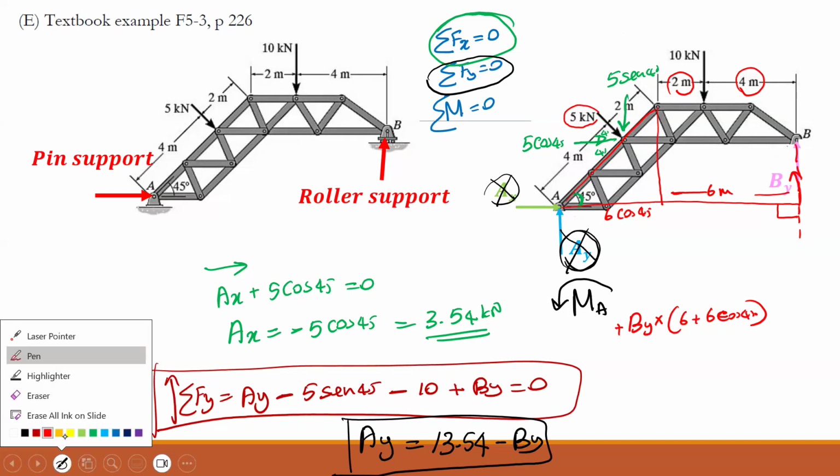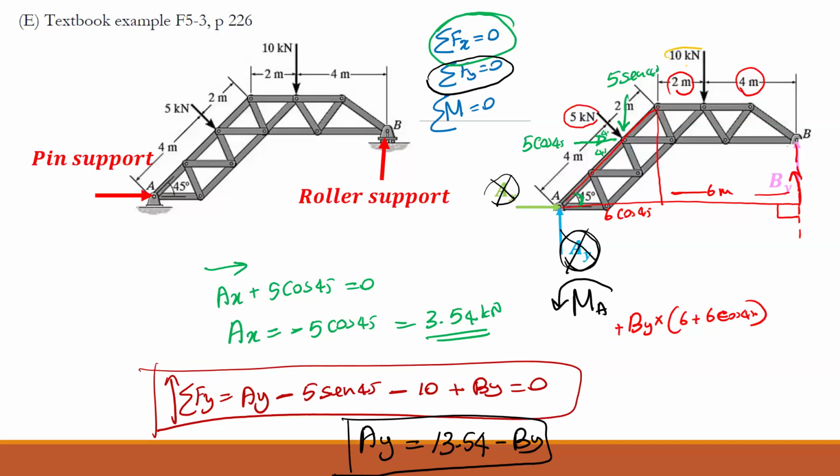We'll do another question, okay? So I'll give you a simple question to do by yourself. Now, if you consider 10, the perpendicular distance is this distance. So 10 times the perpendicular distance will be 6 cos 45 plus 2 now, because this is 2.